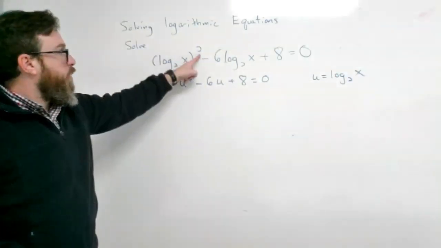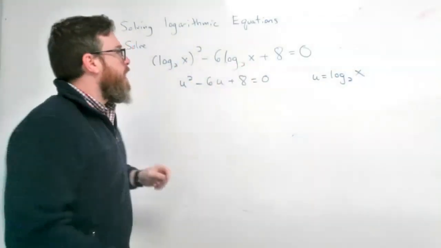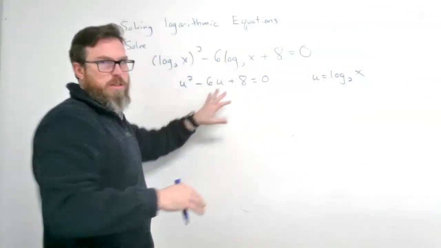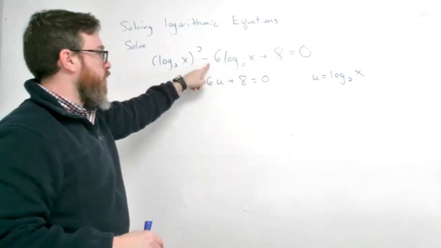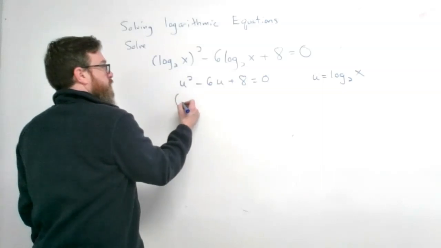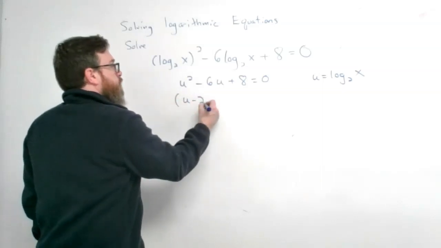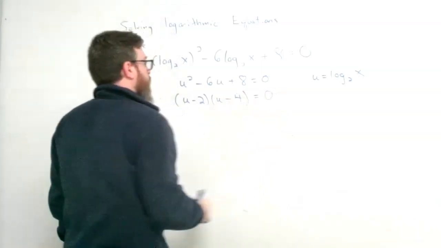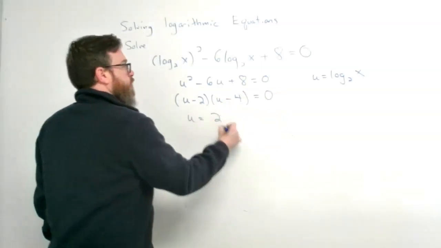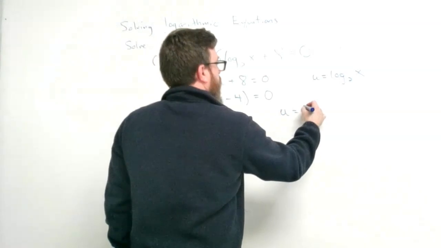You can see that u squared minus 6u plus 8. We usually do a u substitution because it's easier to look at a quadratic in this form as opposed to this form. But we know this thing factors. This is going to be u minus 2 times u minus 4 is equal to 0. So I get u is equal to 2, and I also get u is equal to 4.